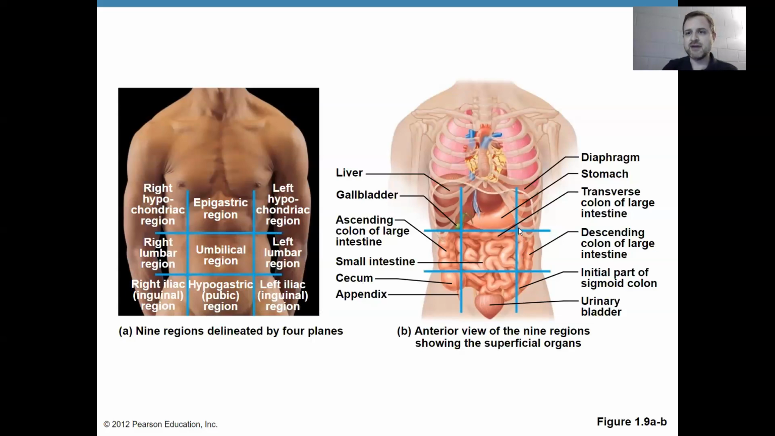Notice, a physician would know, if you have abdominal pain, what organs correspond to what regions. For example, again, the stomach is largely in the epigastric region. The appendix is largely in the right iliac region. So they would relate the terminology to where the pain is to know what the problem could be.